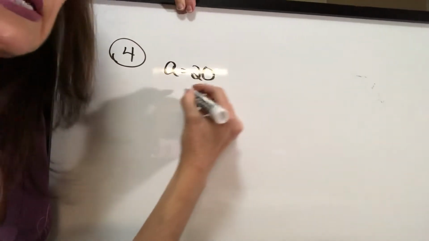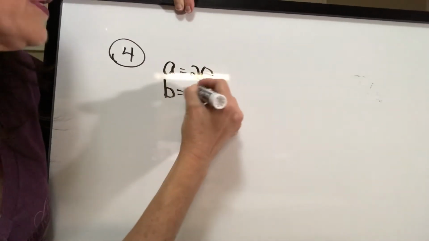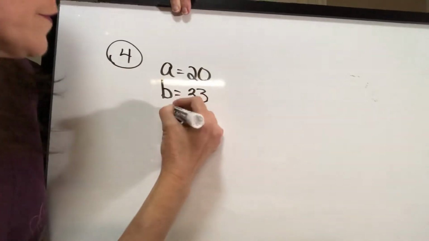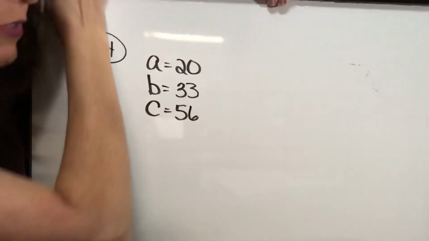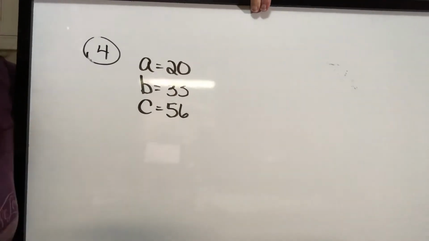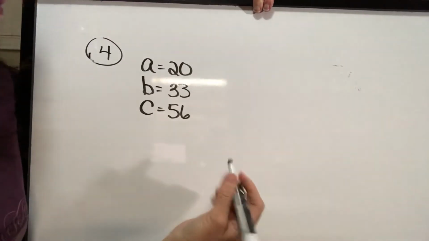So A is 20, B is 33, and C is 56. So side, side, side. We don't need to draw the picture because we know that's 3 sides. So whenever you have side, side, side, you use Heron's Formula.